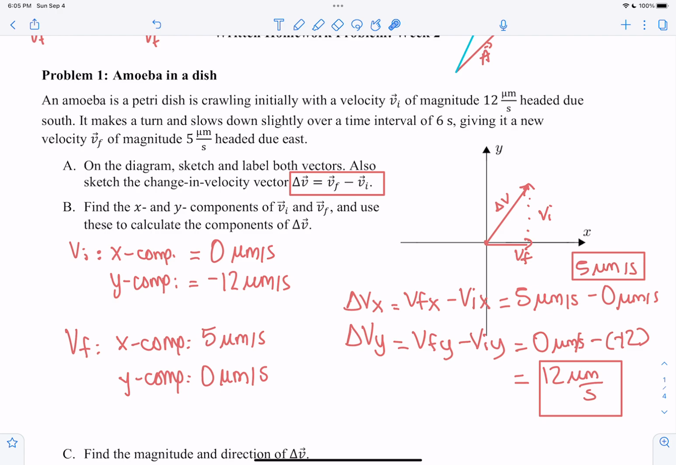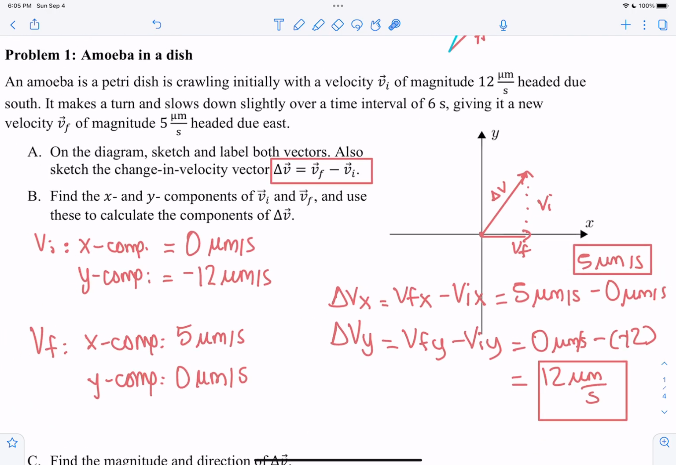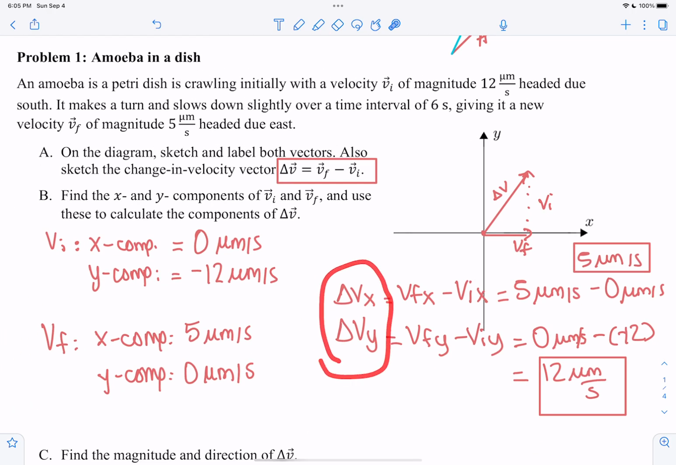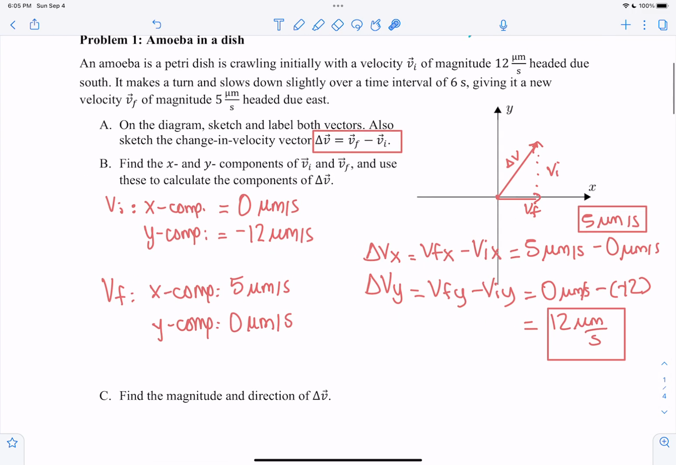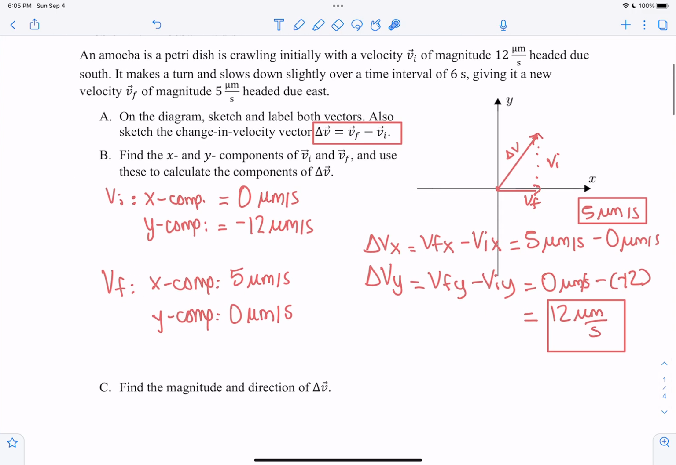And then we have to figure out the delta V components in both the x and y directions, which are just going to be Vf and Vi because they're both in only one direction. So they're not like this way or that way. They're either east, north, south, west. They're firm directions, so you don't have to calculate anything with regards to angles. We'll get into that later, but that's basically part B.